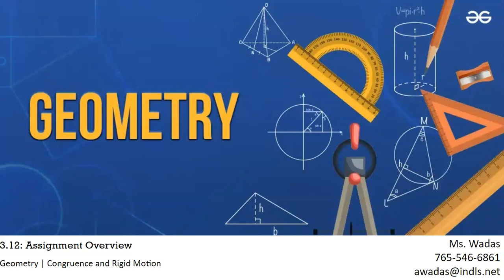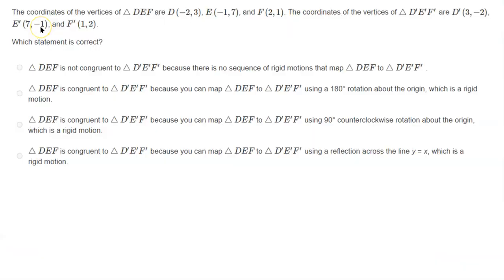3.12 Congruence and Rigid Motion, where I go over the questions in your assignment. First question: the coordinates of the vertices of triangle DEF are D(-2, 3), E(-1, 7), and F(2, 1). The coordinates of the vertices of triangle D prime, E prime, F prime are D prime (3, -2). First thing you need to do is notice what happens from D to D prime.